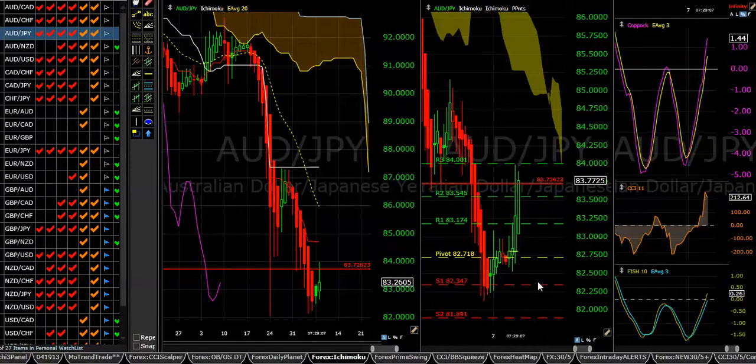Okay, this is Tuesday, the 8th of September, and this morning we're going to take a quick look at the Aussie versus the Japanese yen. Moving left to right, the four charts that we're looking at here: a daily chart on the left, a 4-hour chart in the middle, and then a 4-hour chart on the right panel as well.